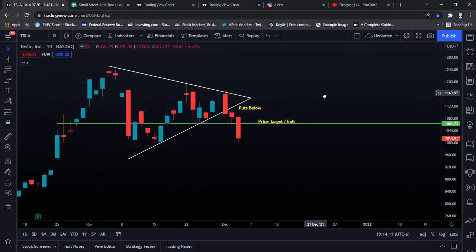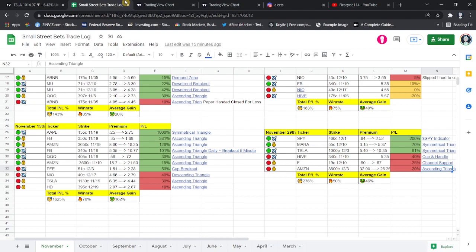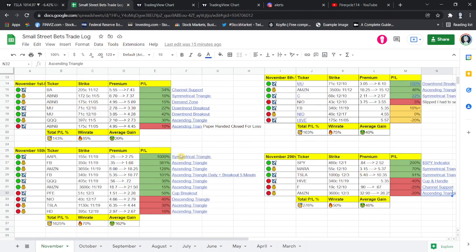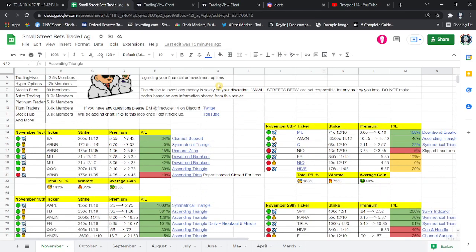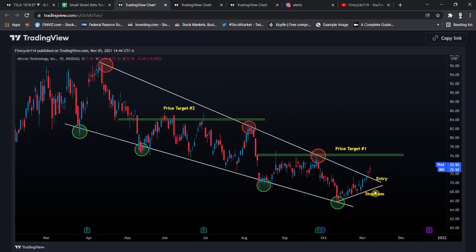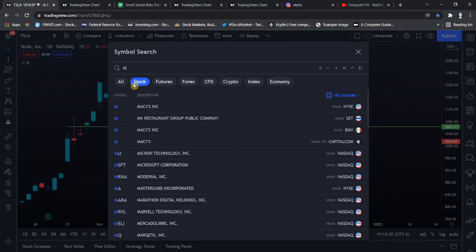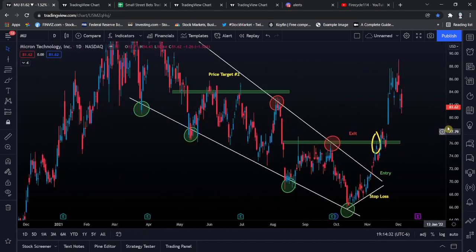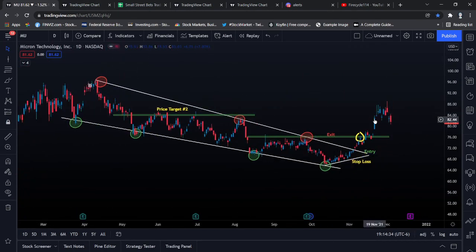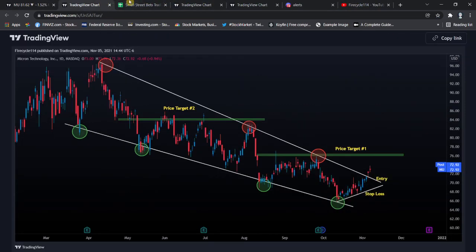Very, very simple video. Hope you guys understood. I'm not giving out these alerts blindly, and I have all of this tracked for the whole month. For example, this MU play. Okay, you guys can see we played this downtrend breakout, and we actually paper handed this badly. If you actually take a look at MU, this same play would have been like a 1000%. We had December expiration, but overall it's very important.